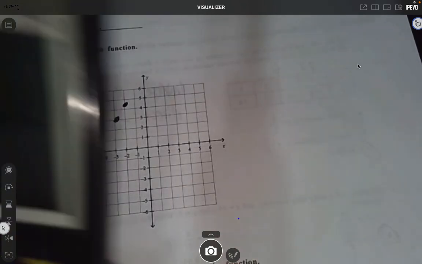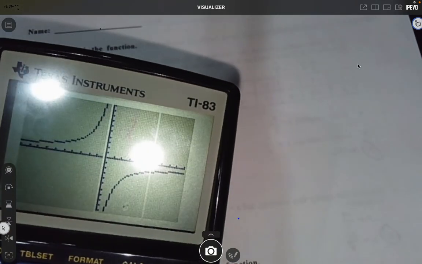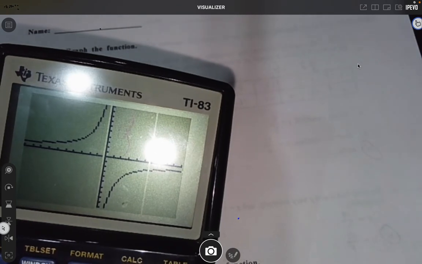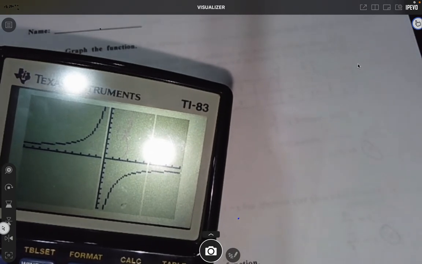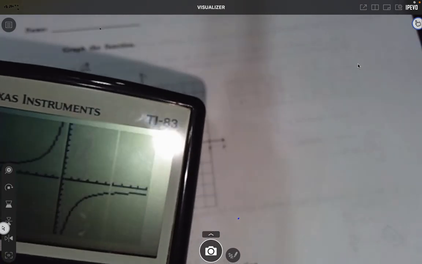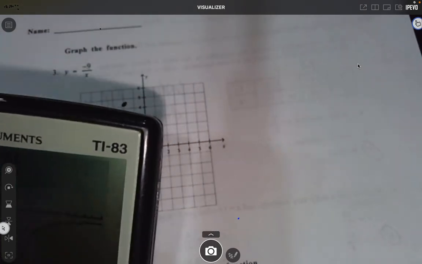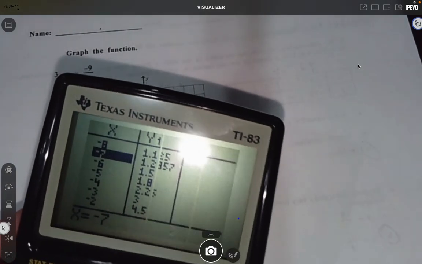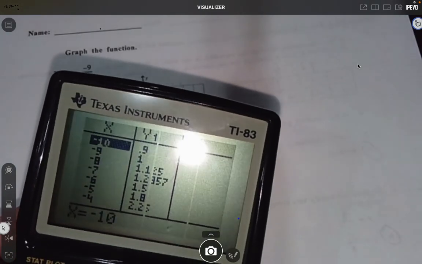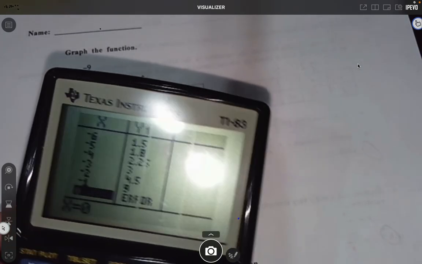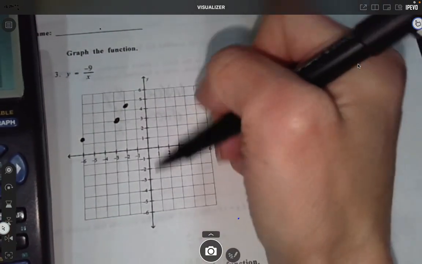Then I'll look back at my graph. Does anybody have a guess of where that asymptote's at? 0? I think it's at 1. How do you know? It just said error at 0. That's the horizontal asymptote.